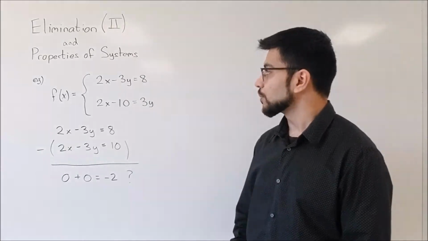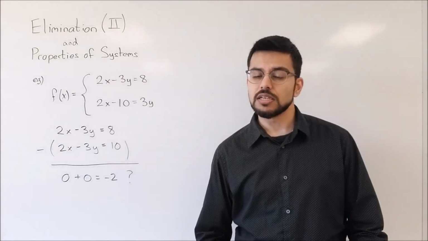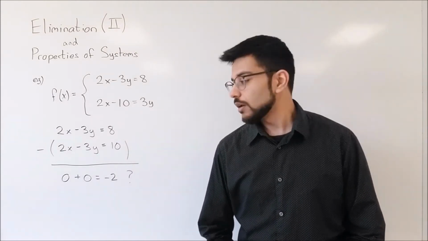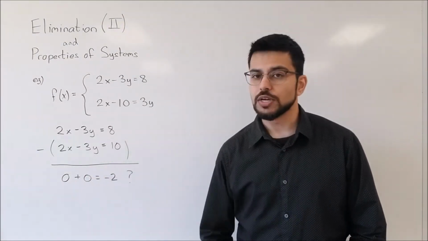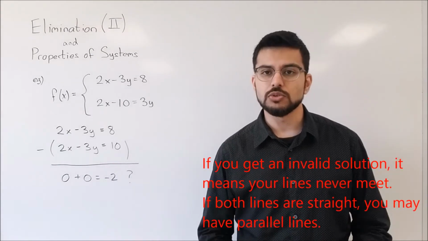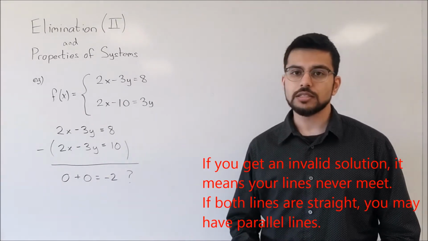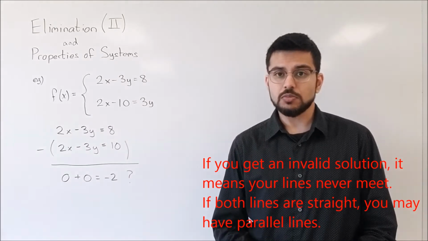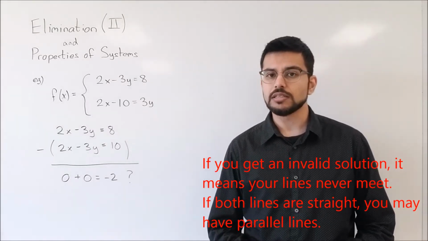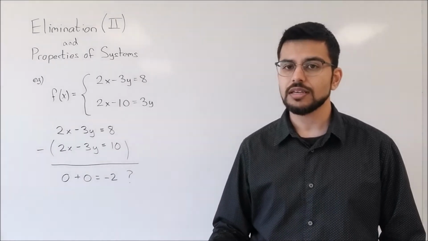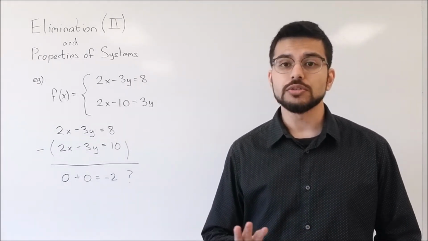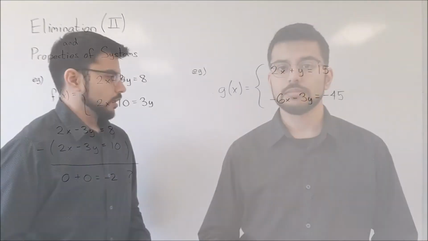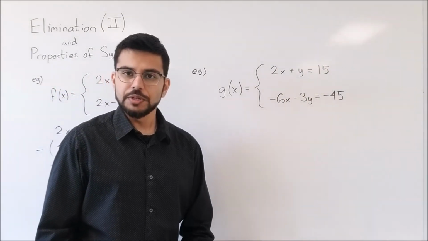This is one of our properties of systems. This is a strange situation. Because you get this weird situation where you get no possible solution, it means that these two lines never intersect. They might be parallel lines, and that's possible. You could have a system of two parallel lines, but if they never intersect, it means that there are no solutions. Okay, that last example sucked. It's a really weird situation.